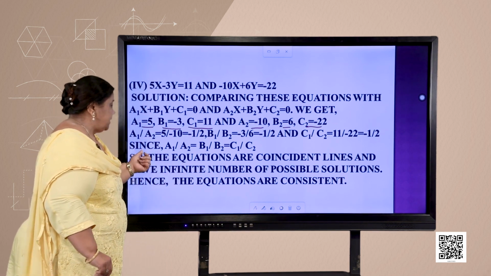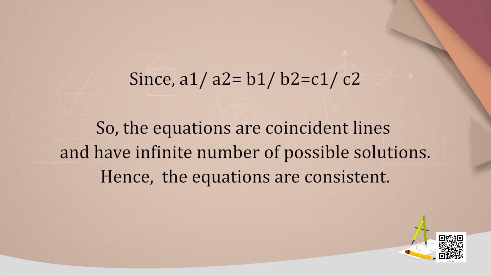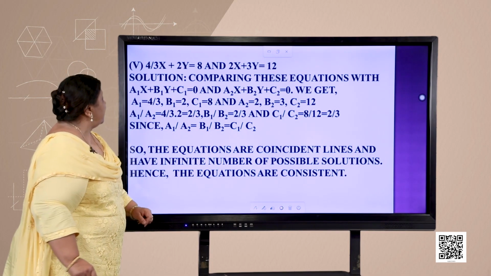So, what did you notice? A1 upon A2 is equal to B1 upon B2, that is again equal to C1 upon C2. So, in this case the equations are coincident lines and have an infinite number of possible solutions, and hence the equations are said to be consistent. I hope you have followed. Let us look into the next part now.